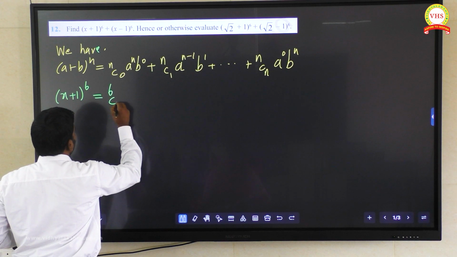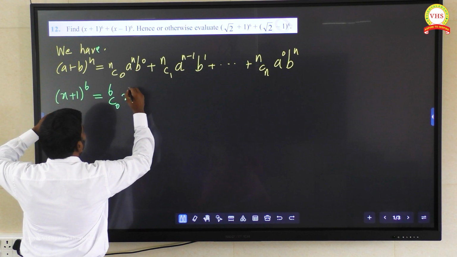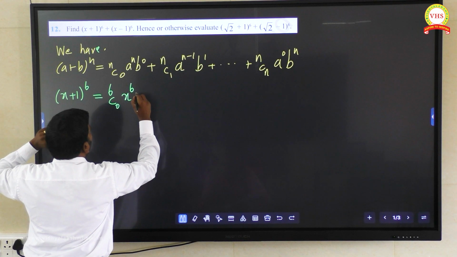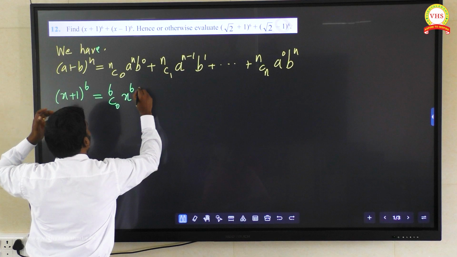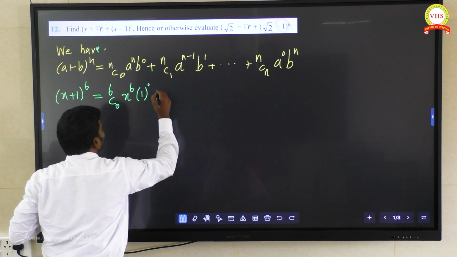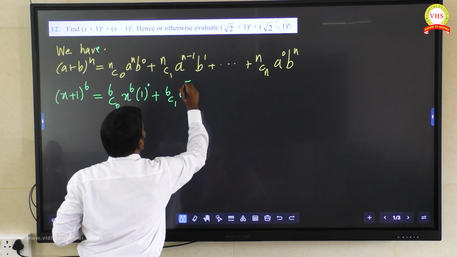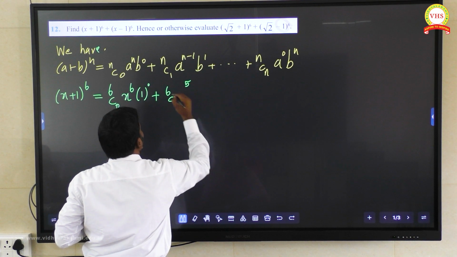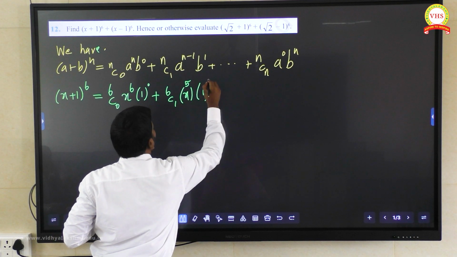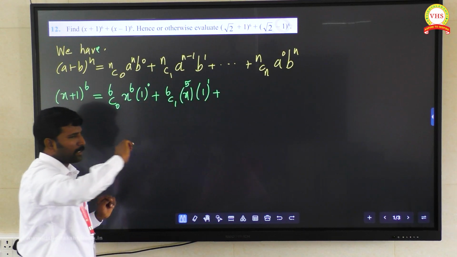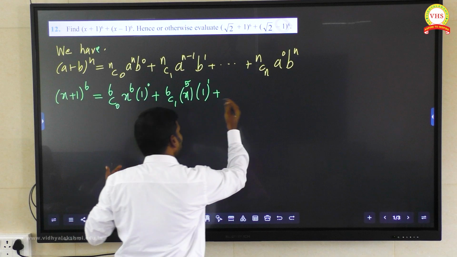So 6C0, a is the x here, so x power n, in the sense, 6. And b power naught we have to give. Here b in the sense 1 power naught. Plus now 6C1 a power 6 minus 1, a value x, b value 1. This 1 will come as it is. Better you leave the 1, because whatever power of 1 you get is 1. If you want to, you can continue.